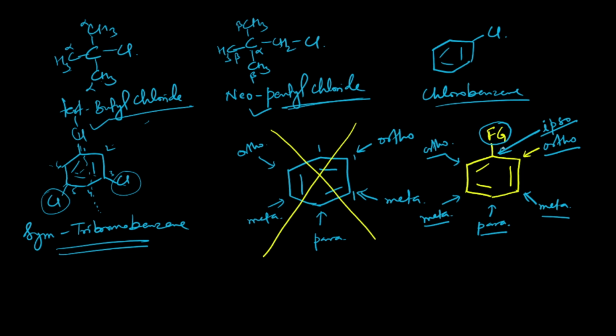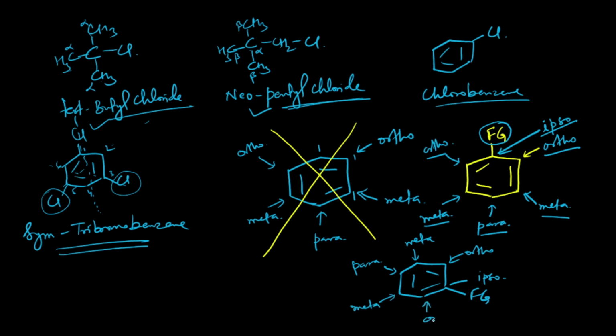So this is based on the reference of the functional group. The functional group directly attached to the benzene ring will always be your ipso. Suppose now the functional group is attached over here. Everything will change. Anything, chloro, bromo, iodo, nitro, methyl, OH, anything attached over here, your ipso position will be this. This will be your ortho, this will be your meta, this will be your para. Again, this will be your meta and this will be your ortho. Got it? Correct?